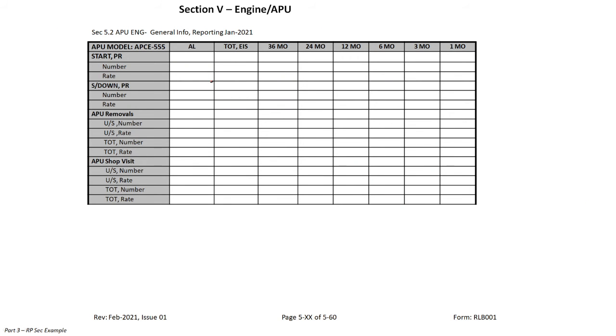This table is just copy-pasted from the engine table. The columns are exactly the same, not changing anything, not reading again. Let's go to the rows, which is the left side. What we have here, number one, is information about start. We need to know if we had a problem during start. So: APU start problem number rate, auto shutdown number rate, APU removals unscheduled number rate, total number rate, APU shop visit unscheduled number rate, total number rate. Now let's move to the next slide and see some supporting information.